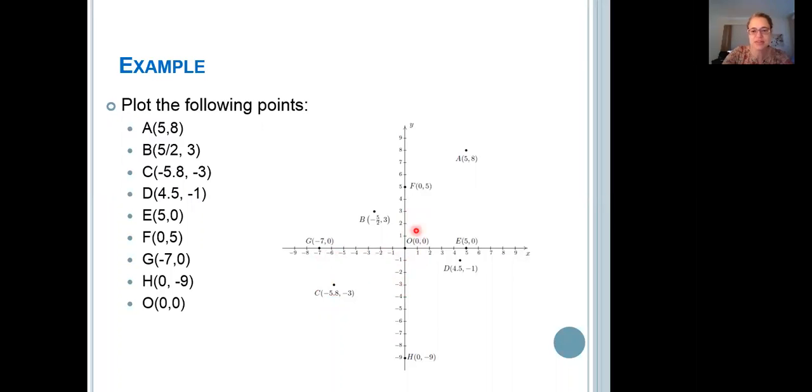This point 0, 0 is the origin. It's very important. That's why we call it O. The rest of them are just labeled so we can differentiate them.